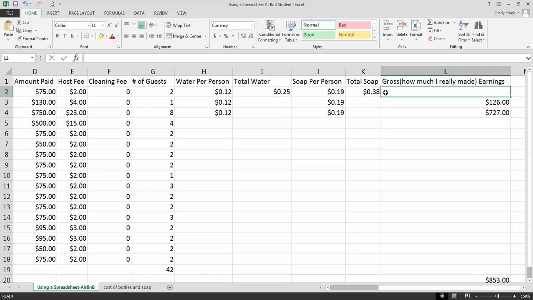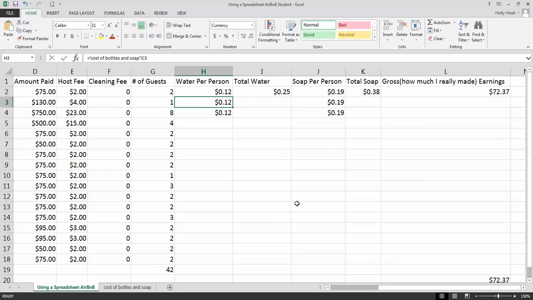Remember, we're really trying to figure out how much money Mrs. Hook actually made from this booking. So we start off with $75, which is how much Mrs. Hook made. We then have to subtract out our host fee. We also have to subtract out how much money she spent on bottled water and how much she spent on soap. When we do that, we see Mrs. Hook really made $72.37.